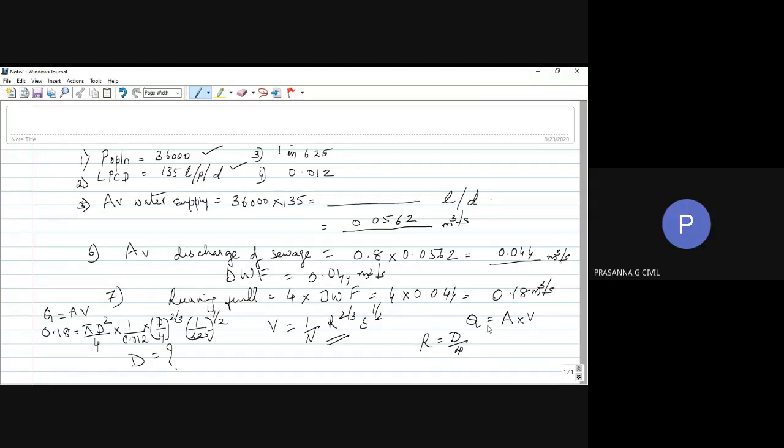Ma'am, shouldn't we add the 0.044 also? What is 0.044? That dry weather flow plus wet weather flow. There's no wet weather flow here at all. Where did we get wet weather flow? We didn't even calculate. Is this Vikas? No, ma'am, it's me, Sanju. Sanju, we are calculating only dry weather flow for the sewer.